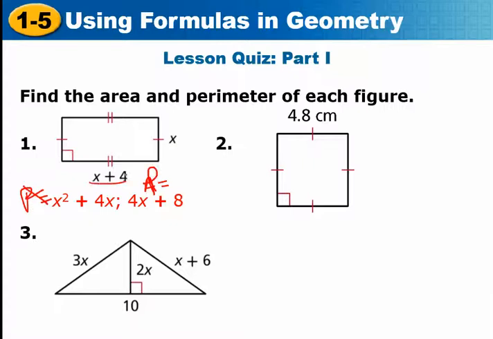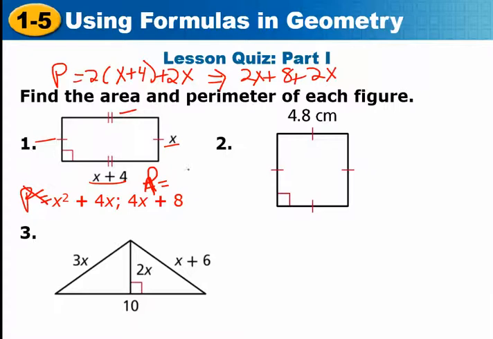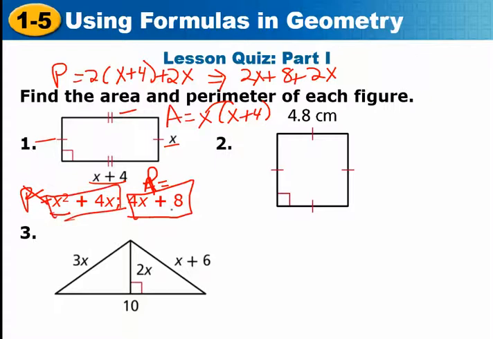The perimeter would be this plus this plus this plus this, or we can use the formula which says the perimeter is equal to 2 times the length of x plus 4 plus 2 times the width, which is x. And then when we simplify, we will get 2x plus 8 using the distributive property plus 2x. So you'll see we'll get 4x plus 8 for the perimeter. For the area, we are going to take x times x plus 4, and we have to use the distributive property again, but x times x is x squared, x times 4 is 4x, so there's the area.